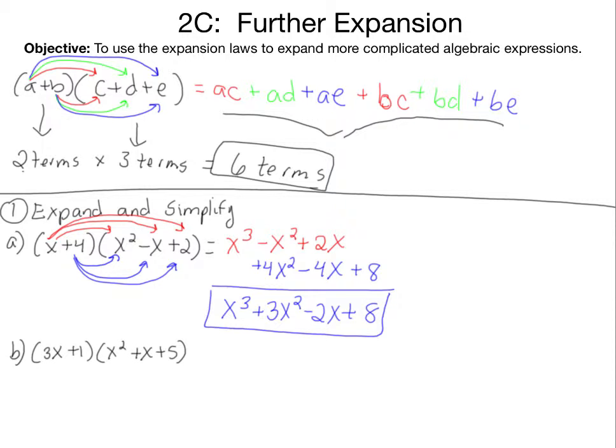Example B, I'm going to do the exact same thing. So in the first parentheses, I have a 3x. I'm going to times that by x squared to give me a 3x cubed.